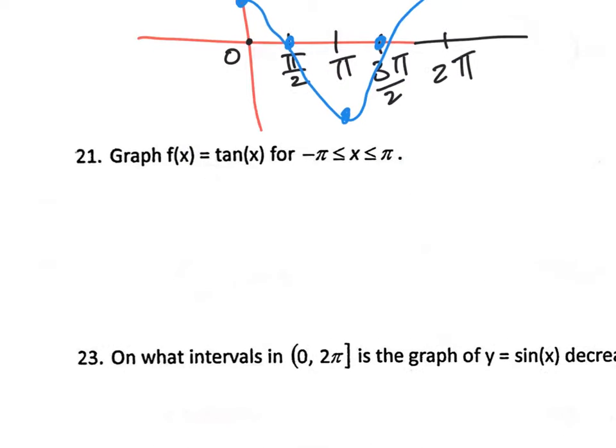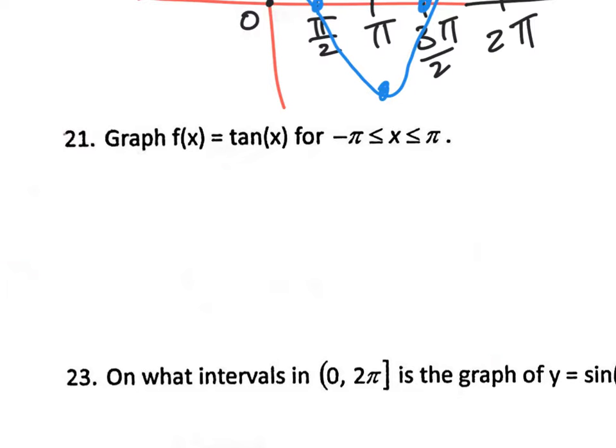Now in number 21, they are requesting that I sketch tangent x between -pi and pi. So I'm going to set it up. So if this is -pi over 2, this is going to be -pi.